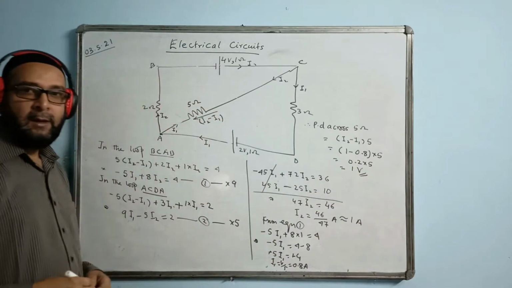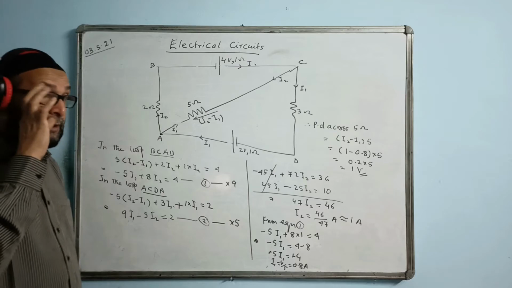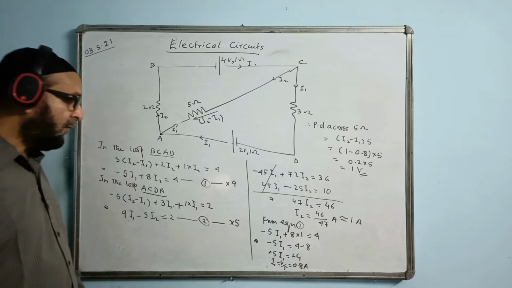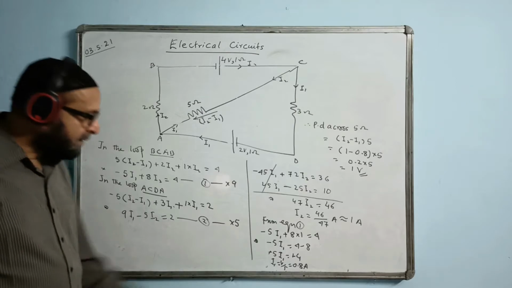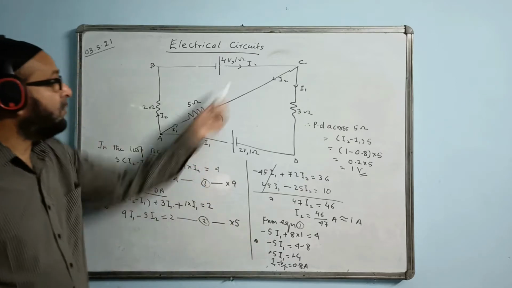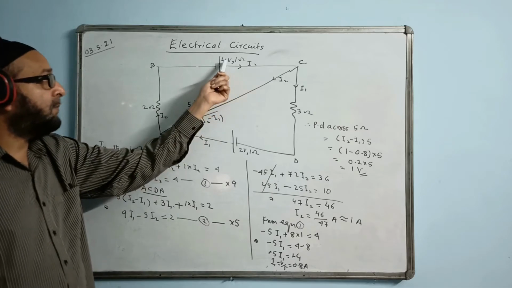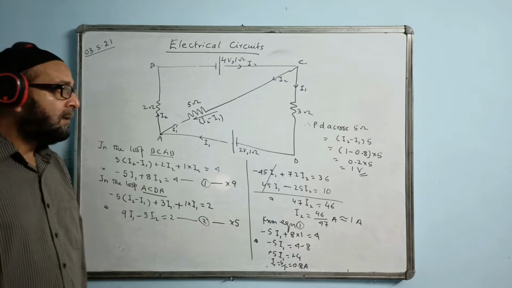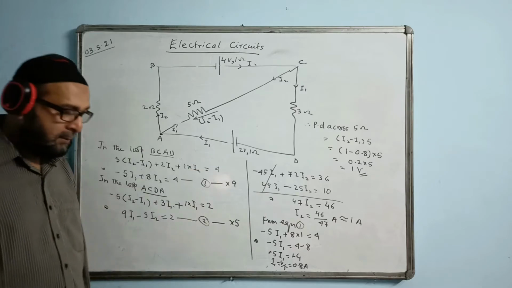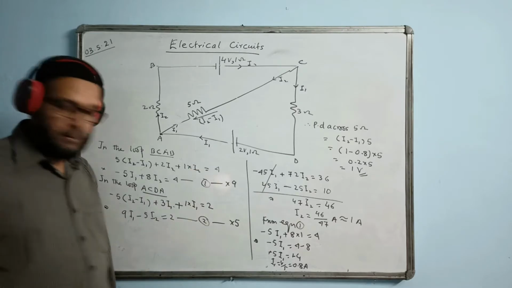Approximately 1 volt. And after calculation also you can see the value of I1 and I2 is coming. I2 is bigger because this I2 I assume bigger, because this is 4 volt. I2 is coming bigger than this one. So the answer is 1 volt. Okay.